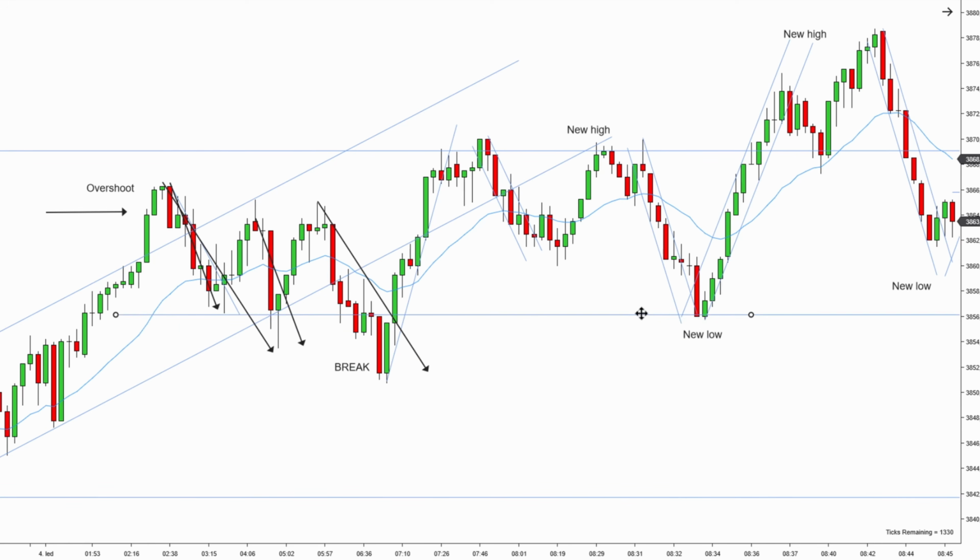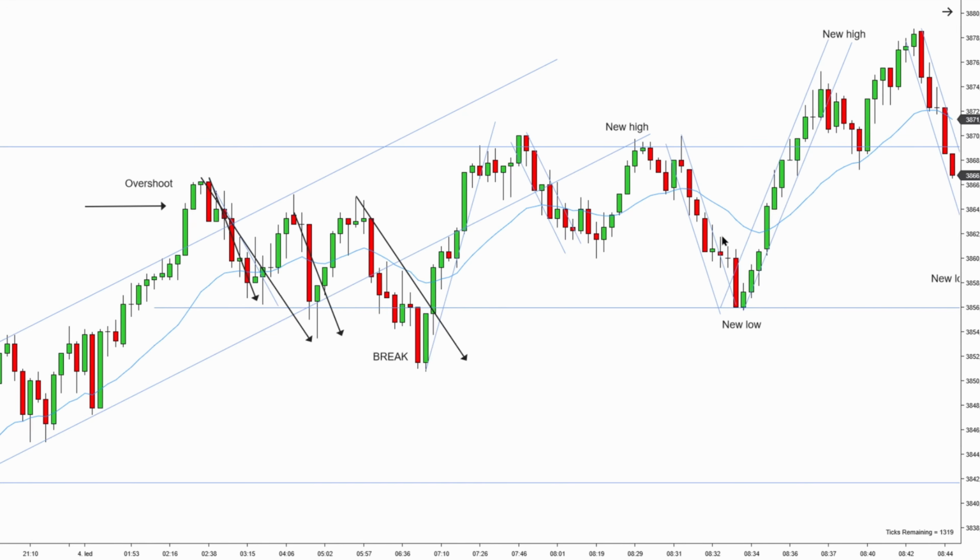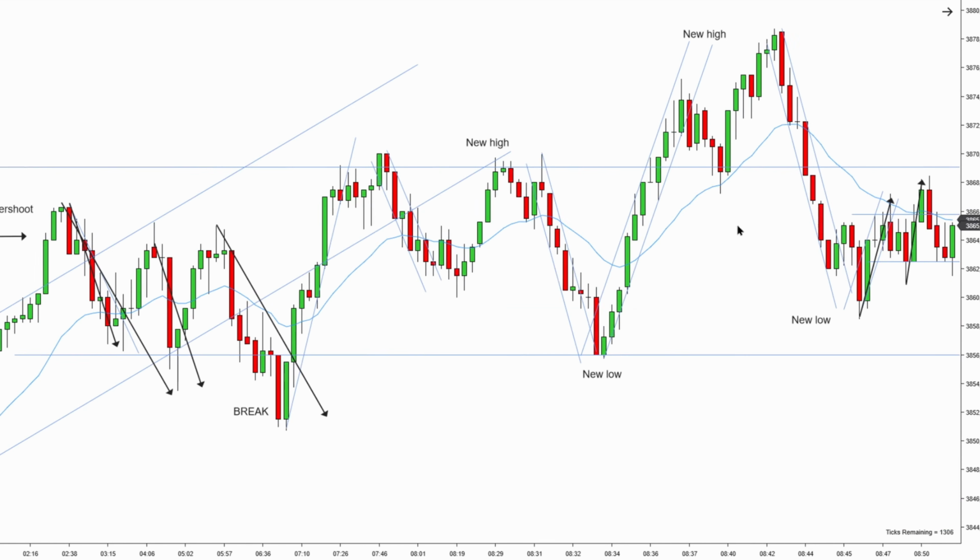So I'm just going to identify the support. Why am I doing this? Well, because right now, look at the EMA, completely flat, multiple price swings swinging up and down, up and down. So this is indicating to me that this is looking like a trend range.